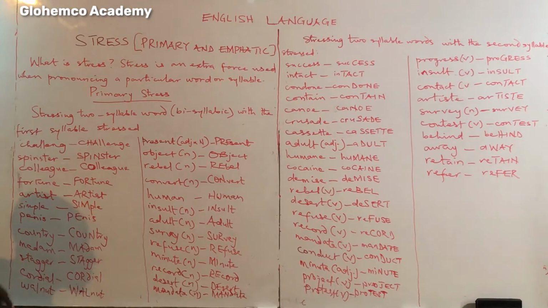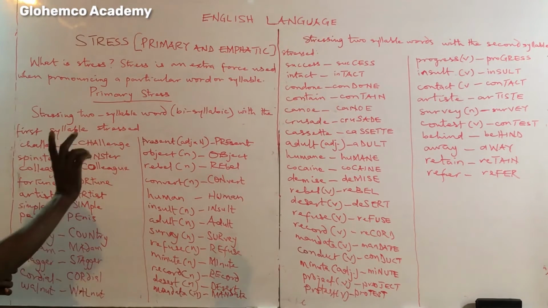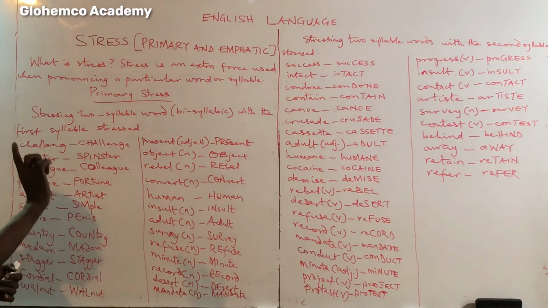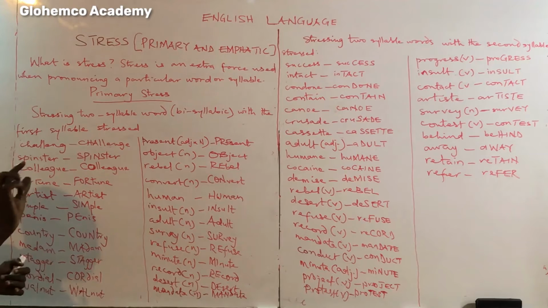But we are talking of stress that we place on bisyllabic or polysyllabic words. And that's exactly what we want to look at now. But first and foremost, we want to know what is stress. In simple language, stress is an extra force used when pronouncing a particular word or syllable. If you have, for instance, a word that has 2 syllables, or 3, or 4, or more, there is a particular syllable that you will pronounce higher or with greater effort than others. That is the stressed syllable.